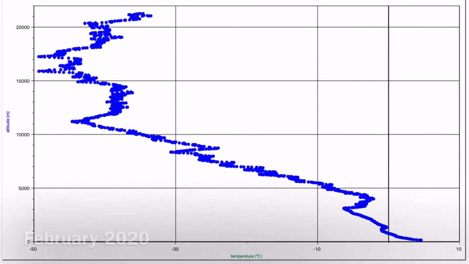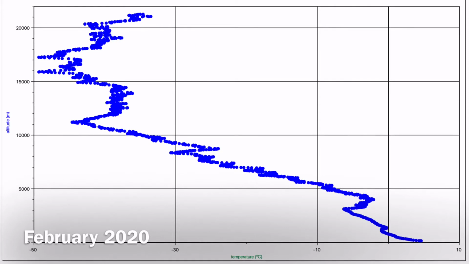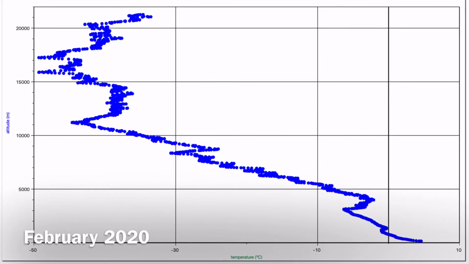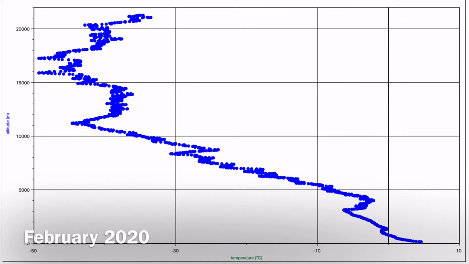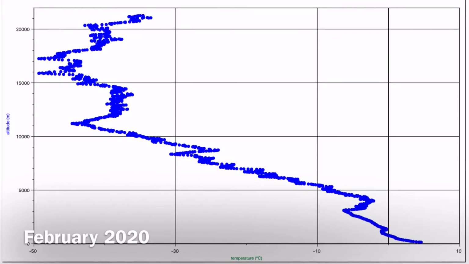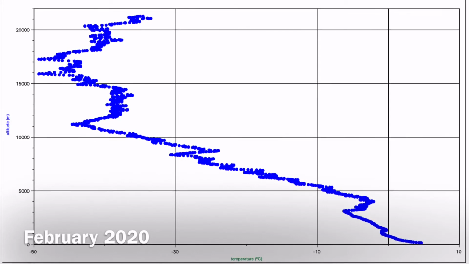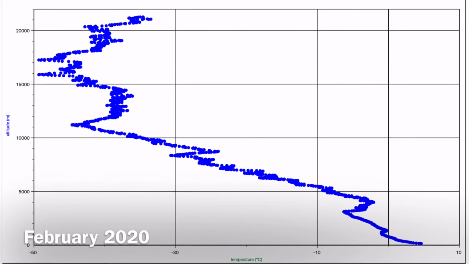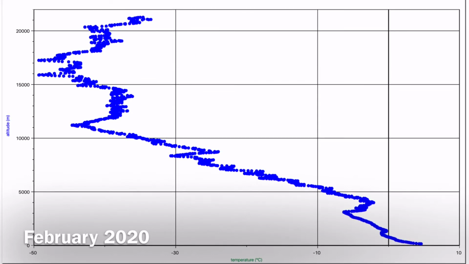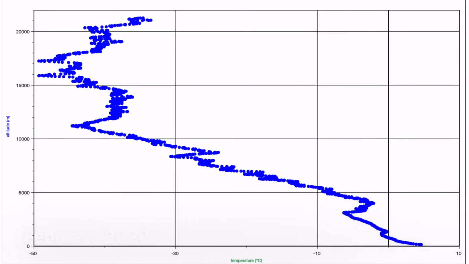We can compare our launch to this past launch, which was in February 2020. We see a similar pattern in this winter launch as we did in our summer launch. In the winter launch, we reached the tropopause at about 12,000 meters, 4,000 meters earlier than we did in the summer launch. The stratosphere, however, does not start until 17,000 meters, which is 1,000 meters before the summer launch. The lowest temperature recorded in the February 2020 launch was negative 49 degrees Celsius.